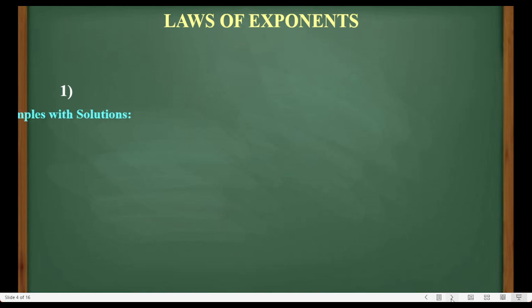Okay, so we go to the next slide. So let us start with the discussion of laws of exponents. Number 1. Now let us consider the following examples with solutions. For letter A, how do we multiply 3 squared by 3 to the 5th?